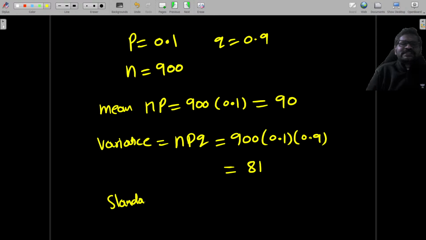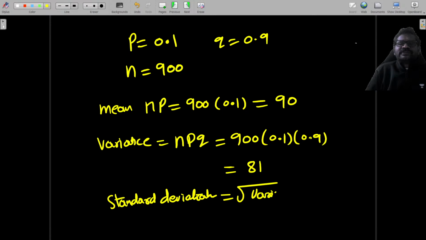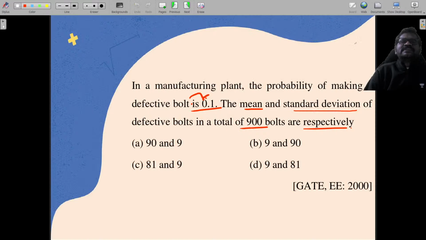Therefore, standard deviation is square root of variance. That's why square root of 81, that is 9. So correct answer is mean is 90, standard deviation is 9.